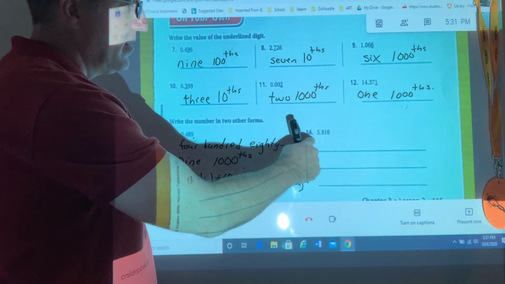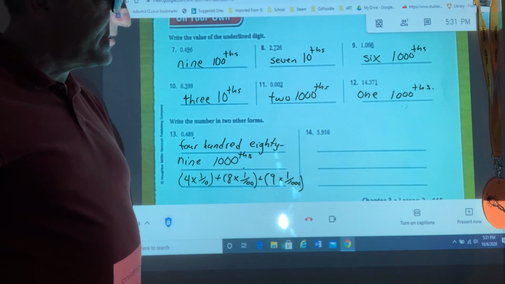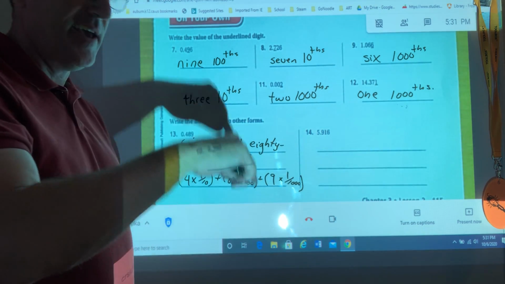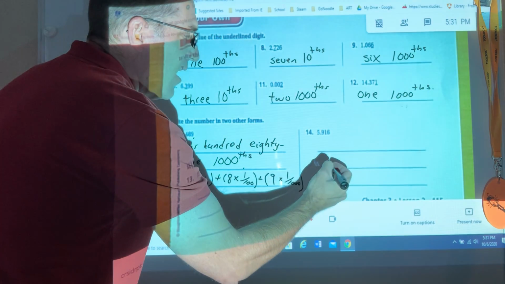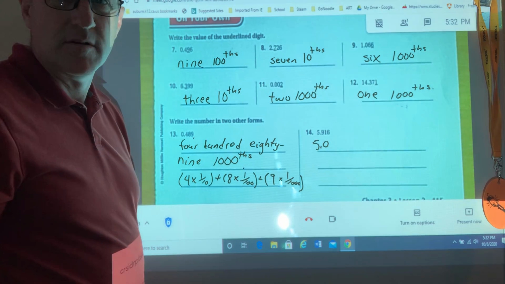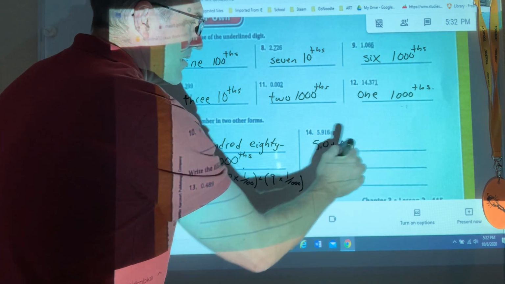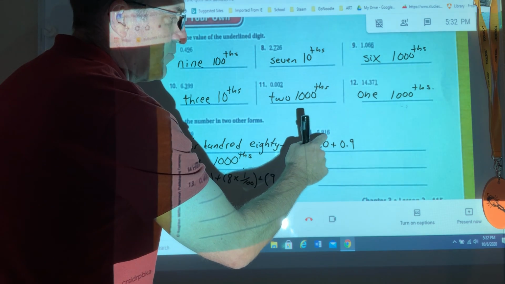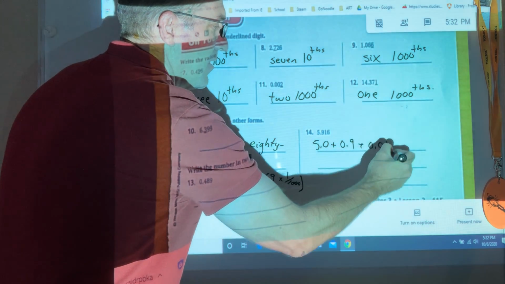All right, this one over here. Let's do this one. I'm tired of writing long words. Let's do this one in expanded and in decimal. Okay? Expanded and in decimal. So let's do decimal first. It's 5.0. Okay? Plus 0.9. 5 plus 9 tenths plus 1 hundredth plus 6 thousandths.